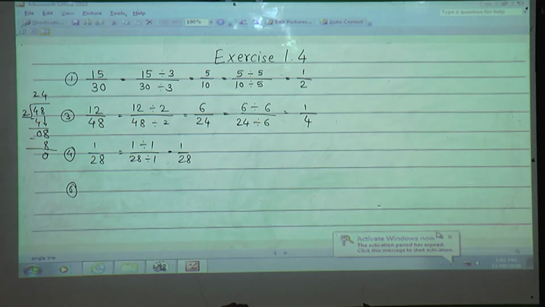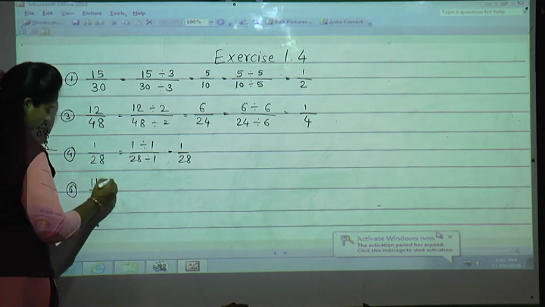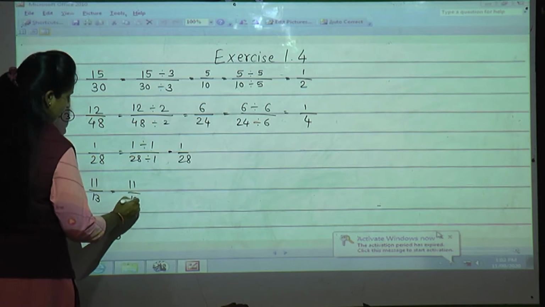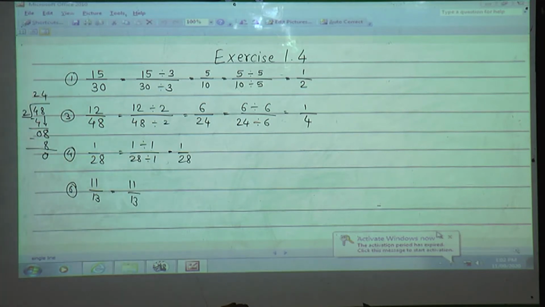What is the sixth one? 11 by 13. Now see students, can we divide 11 with any table? Yes. 2, 3, 4, 5, 6, 7, 8. No. 13, no. We can divide this number only by itself and by 1. So this number will remain as it is. Okay? Clear? Yes. Now I will solve next, the 8th one for you.